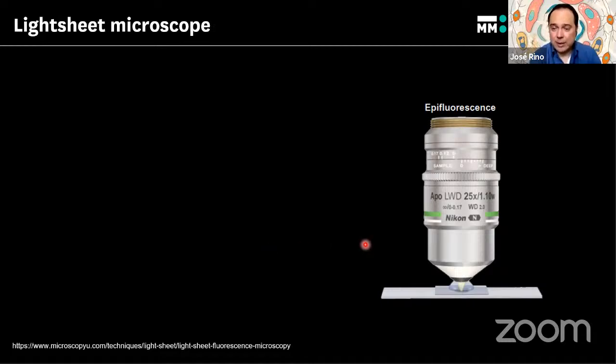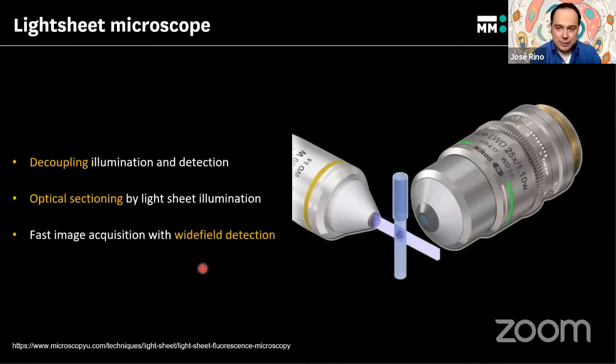So basically all the microscopes that we've been looking at use epifluorescence illumination, meaning epi is from Greek, the same. So it's actually the same lens, the same objective, that is used to excite your fluorescent sample and to capture the light emitted by that sample. It's the same lens that's used to illuminate and to detect light. On a light sheet microscope, this is done differently. We are actually decoupling illumination and detection.